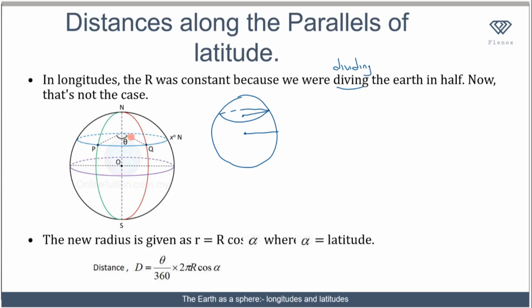Getting the angle, we already know how to determine the angle. If the points you are locating lie in different hemispheres, we just sum the theta. But how do we now calculate the radius?